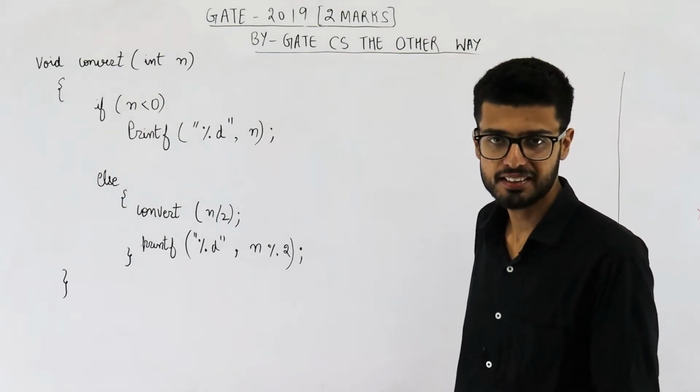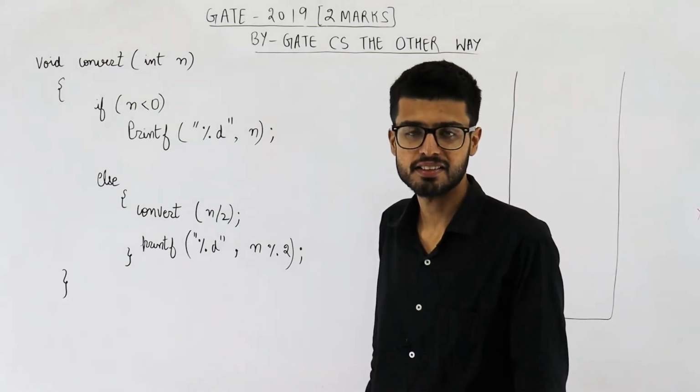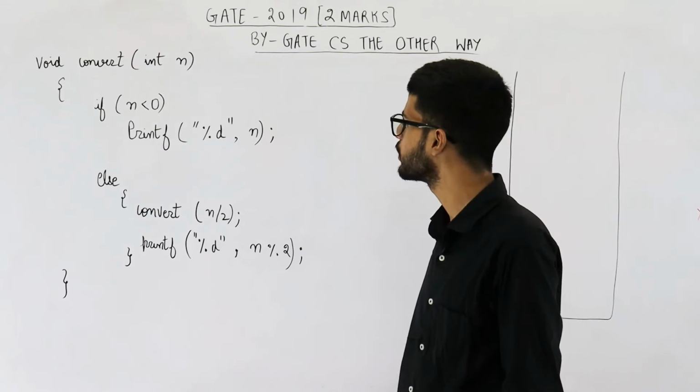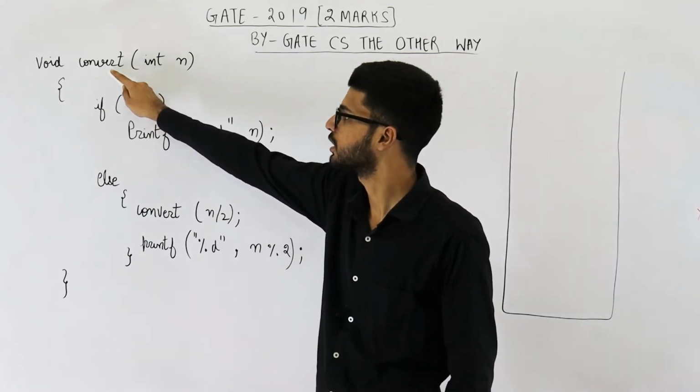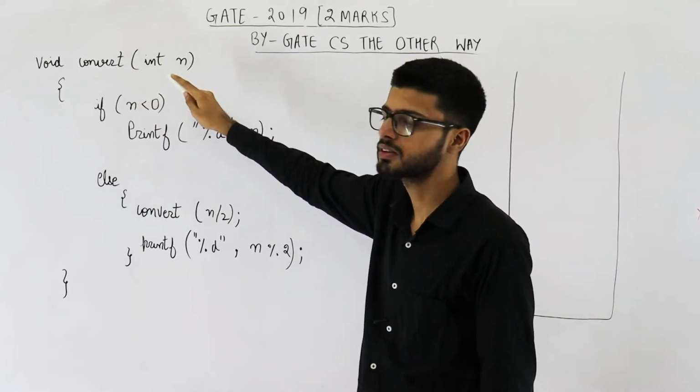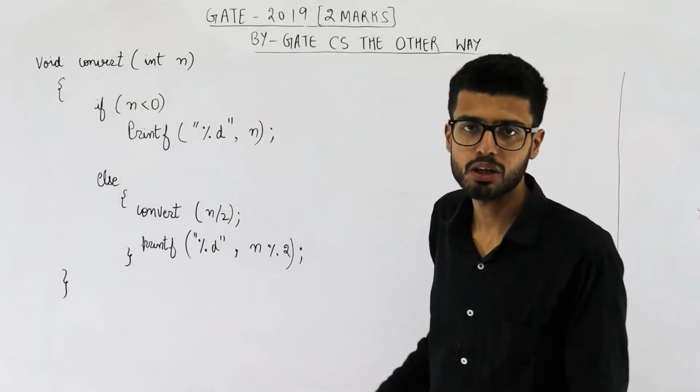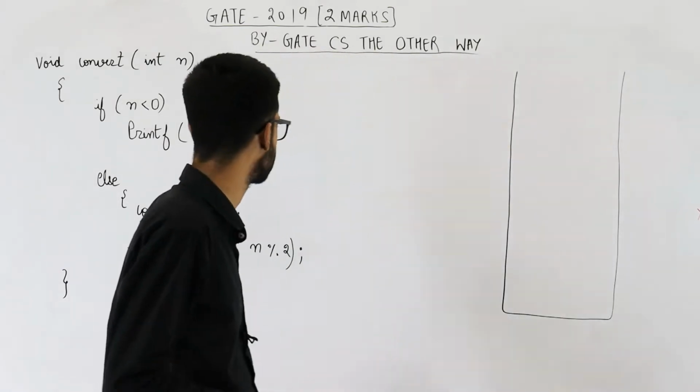Hello people, welcome back. This question is from GATE 2019 exam and it is for 2 marks. Question is, if we call this function convert and pass some positive integer as a parameter, what will be printed? So let's see what is printed.